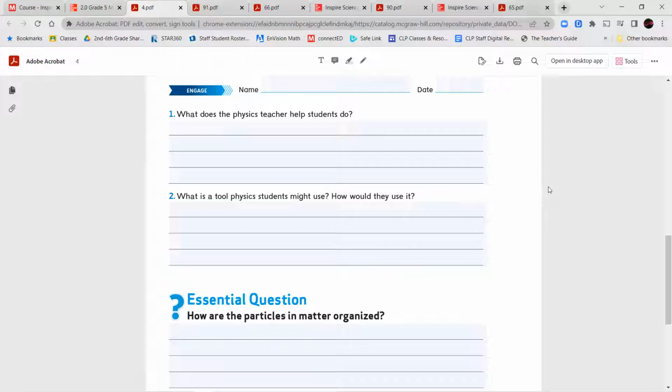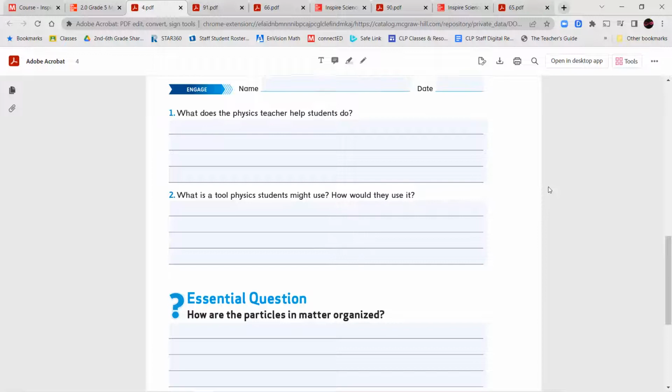So in order to answer number one, what does a physics teacher help students to do? You're going to pull from your question to form your answer. A physics teacher helps students to, and then you're going to tell me what it is that they help them to do. For the second one, a tool physics students might use is, and you tell me what it is, they would use it for, and then you would tell me what they use it for.